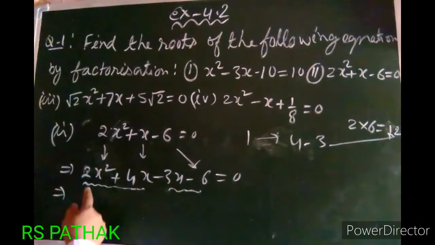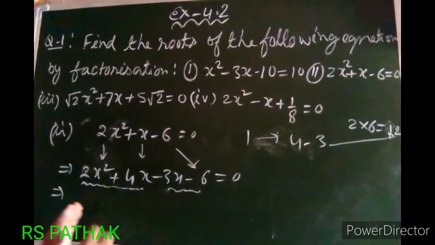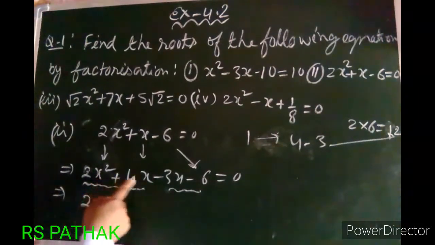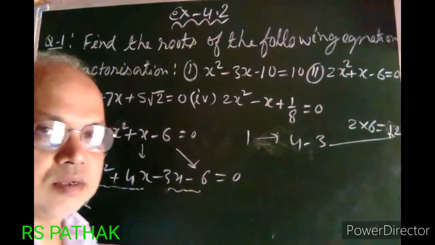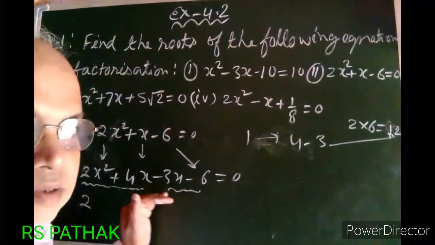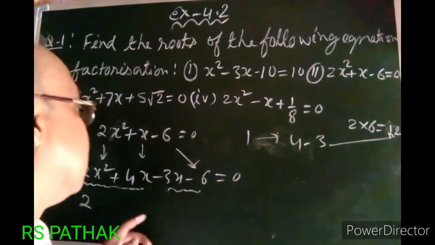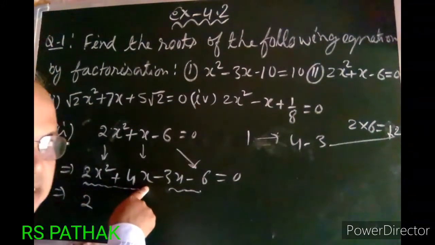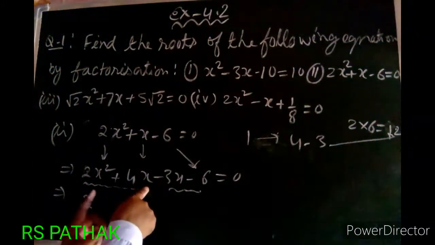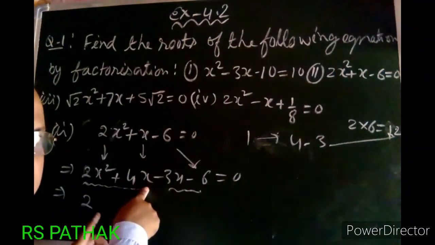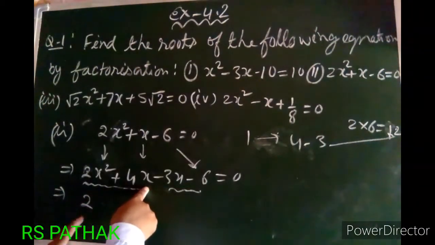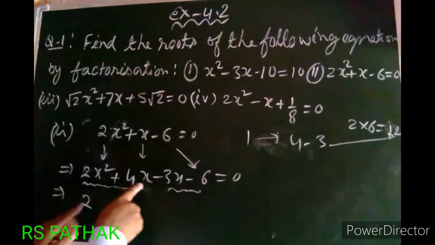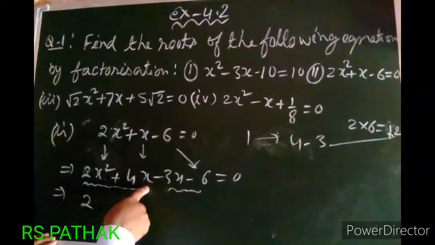I will take common. Between 2 and 4, 2 is common, 2 is the smallest number, 2 is the HCF, therefore 2 is common. X square and x, between x square and x, what is common? Common is x, because the power of x is 1 and the power of x is 2. I will take the minimum power of x, which is 1, therefore I will take the common as x.